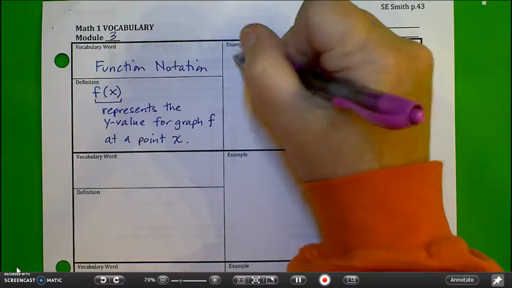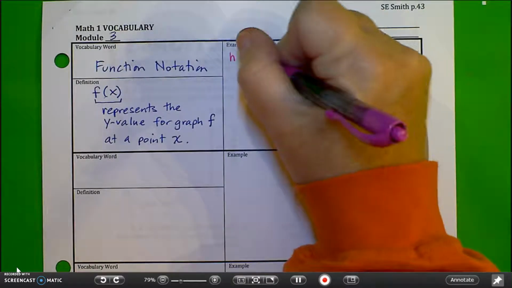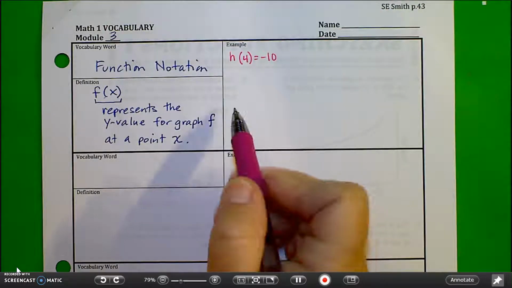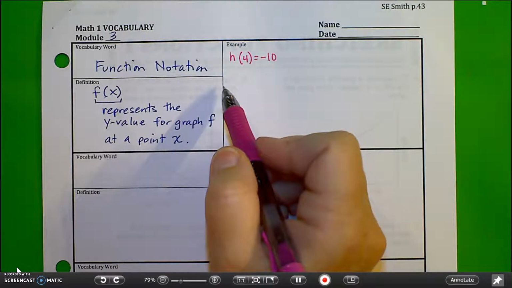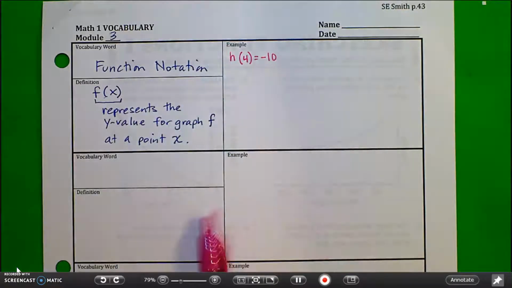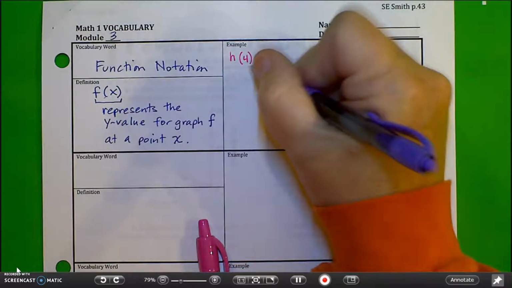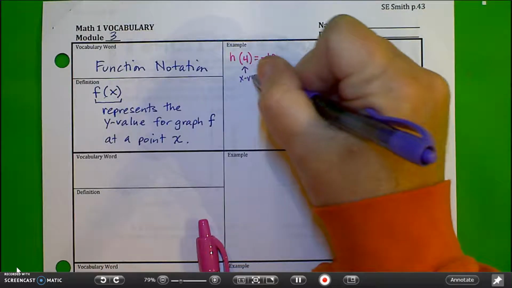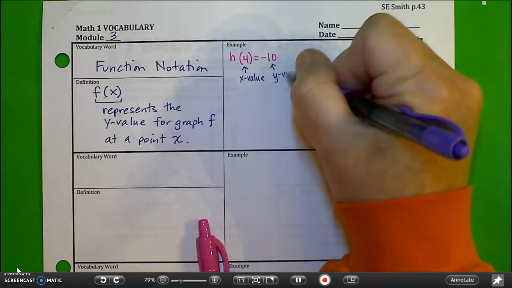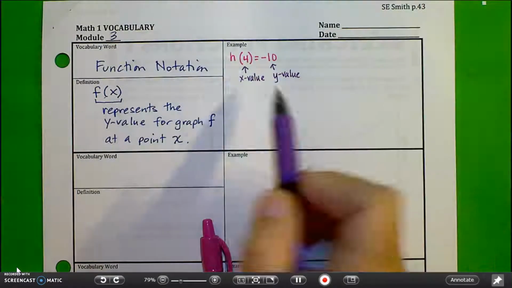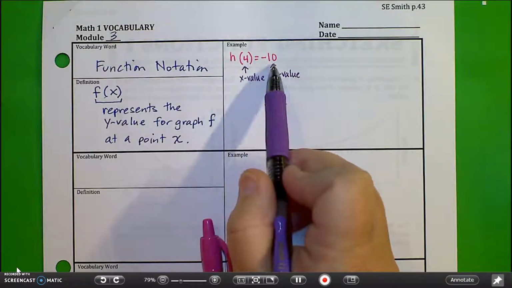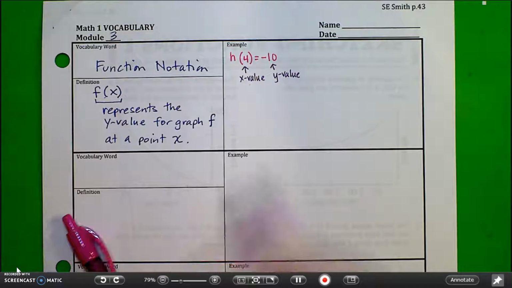Some examples of this. Let's say we had h of 4 equals negative 10. Let's make sure we understand what that means. So the graph name would be h. The 4 represents the x value. The negative 10 represents the y value. So this is basically saying on graph h, when x is equal to 4, the y value equals negative 10.